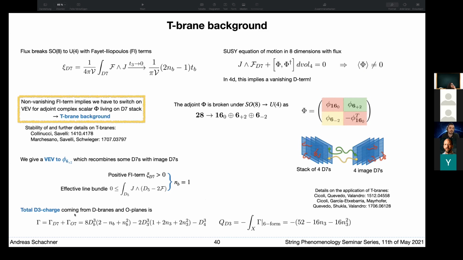All in all, we can compute the total D3 charge coming from D-branes and O-planes. And this is given by this formula here, which contributes then to the tadpole cancellation condition and limits the amount of flux that we can put on the Calabi-Yau threefold.